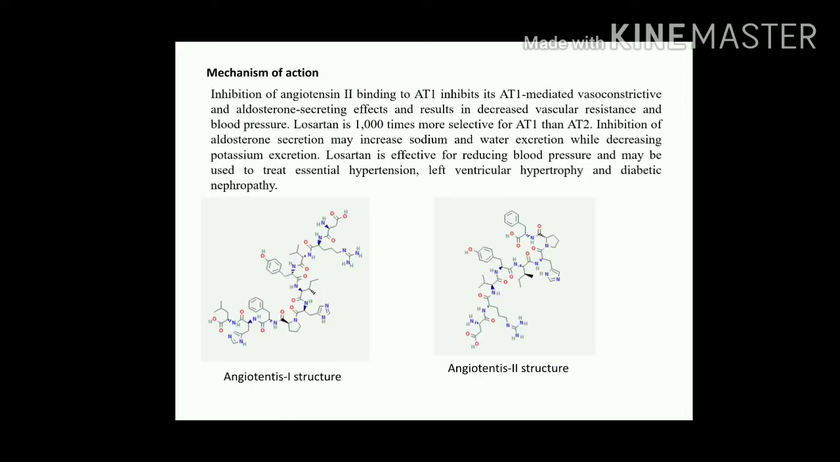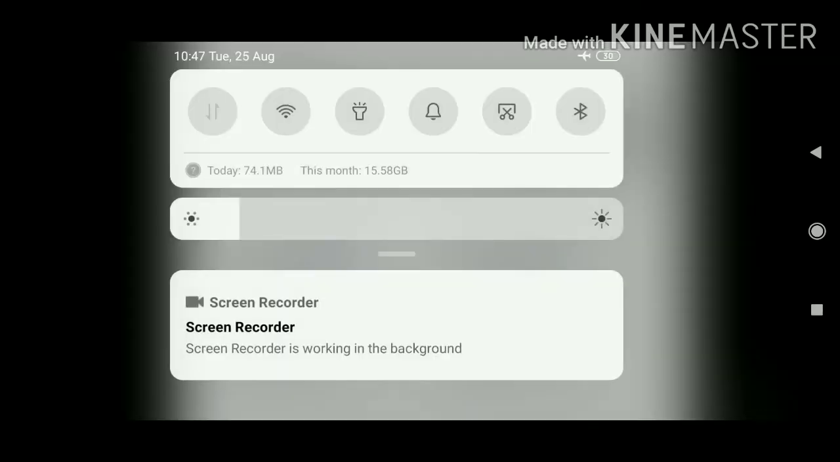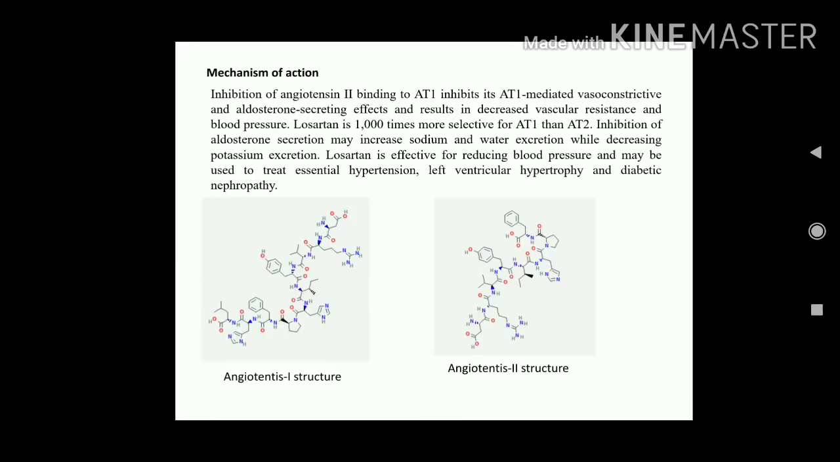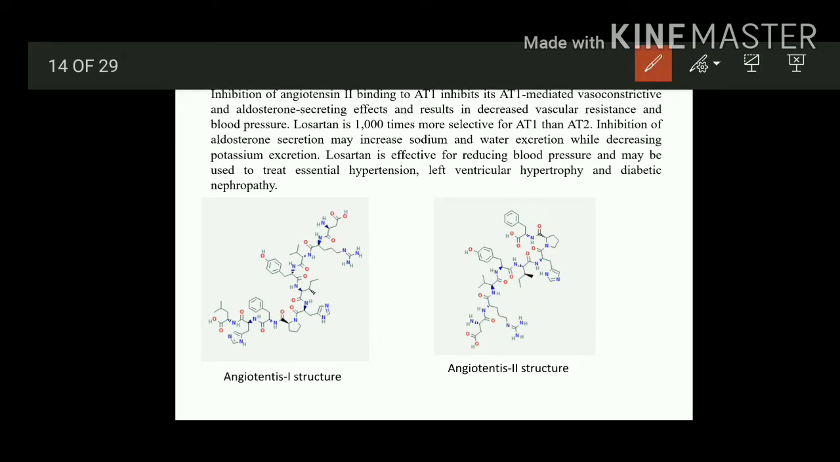So before that, let's see the mechanism of action. So how is it going to inhibit? We'll look at the structures of angiotensin 1 and angiotensin 2. So we are going to see two structures here, angiotensin 1 and angiotensin 2.